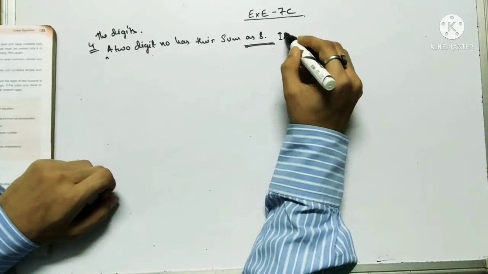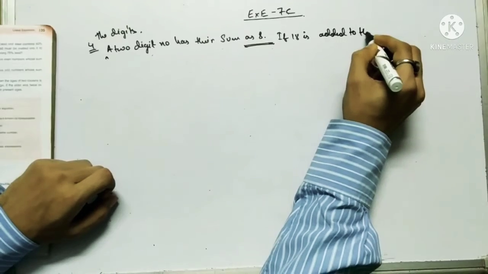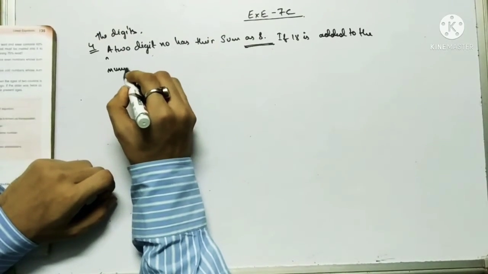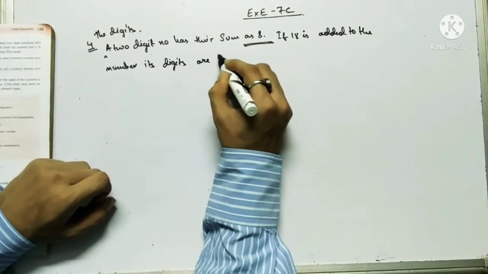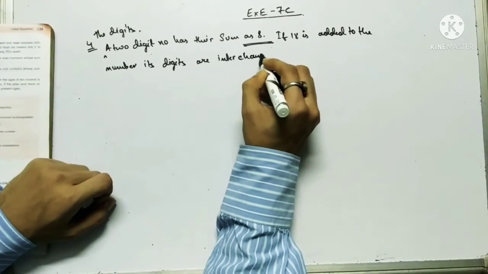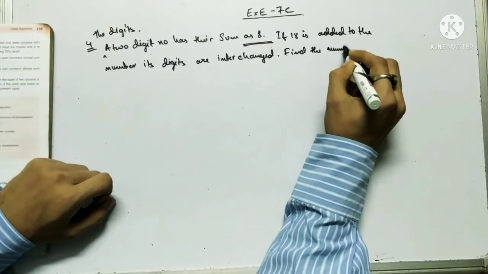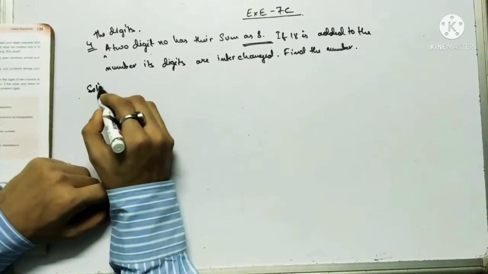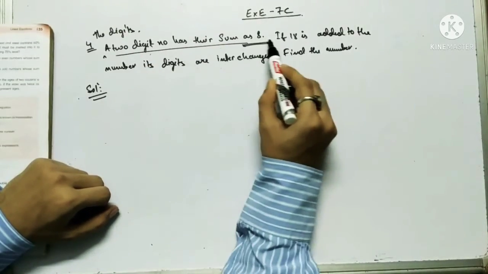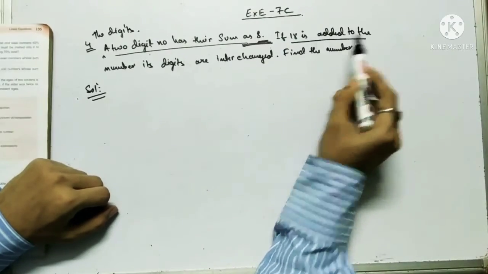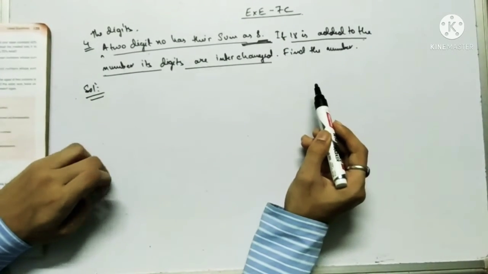Okay. Now it says that if 18 is added to the number, its digits are interchanged. Find the number. Okay, the digits of a two-digit number have their sum as 8. If 18 is added to the number, its digits are interchanged.